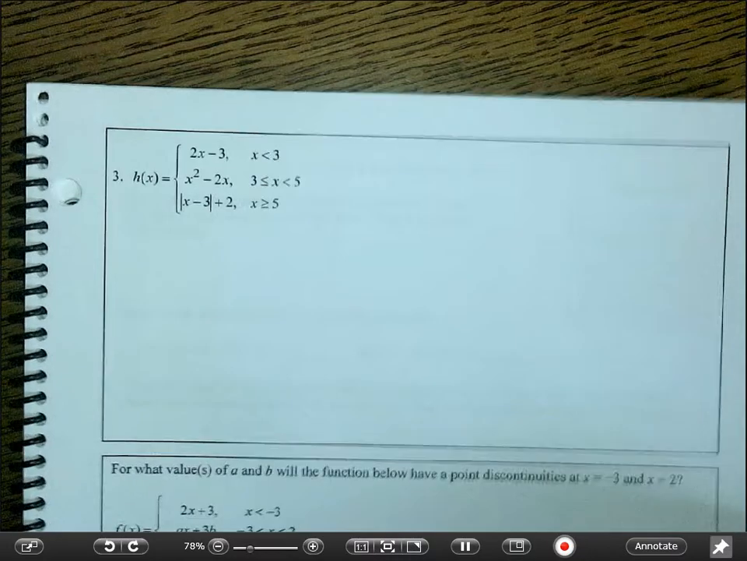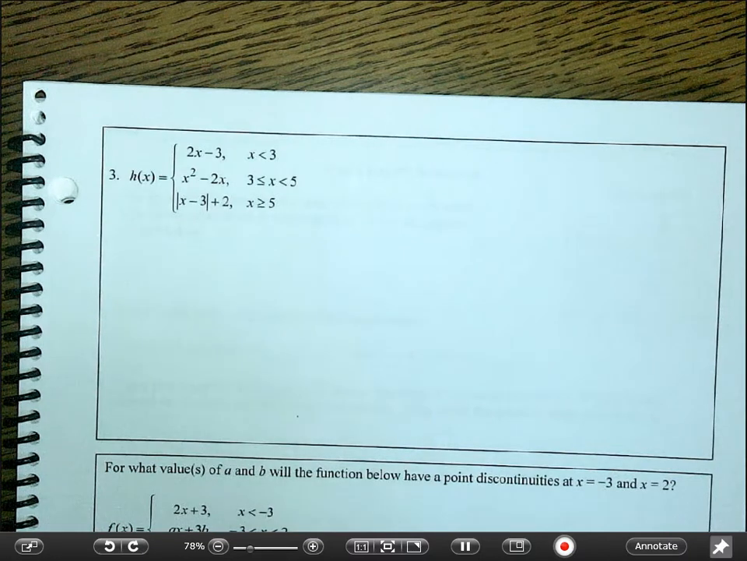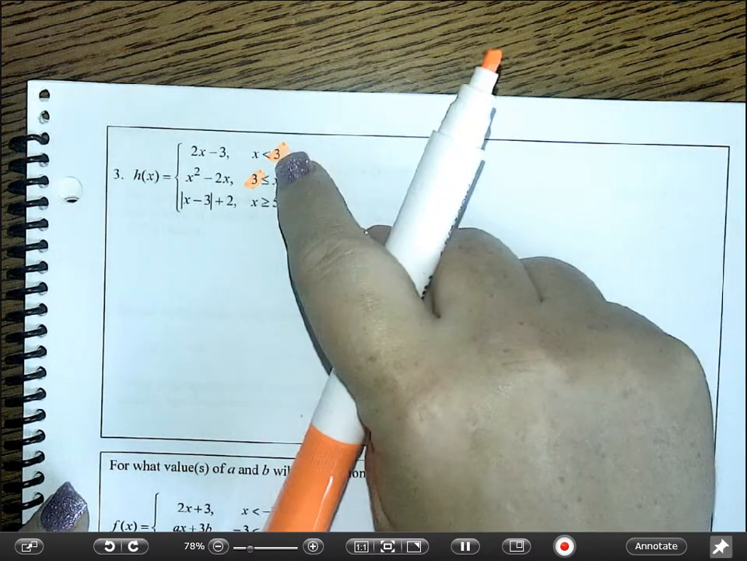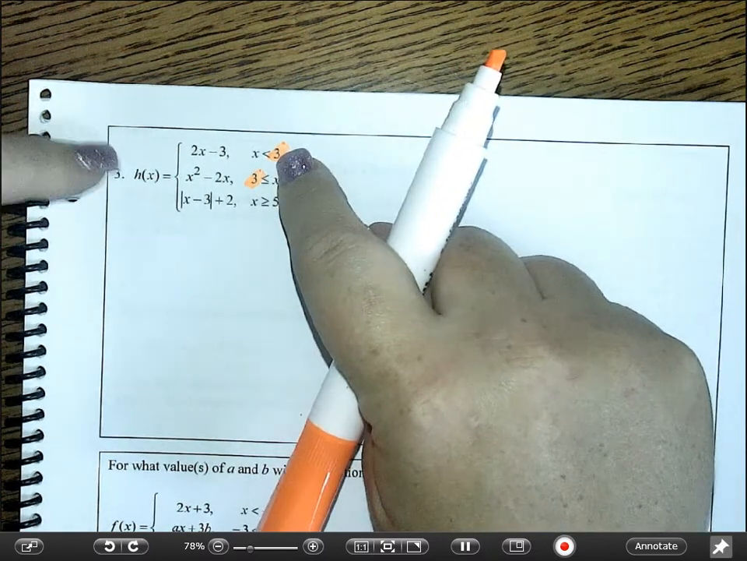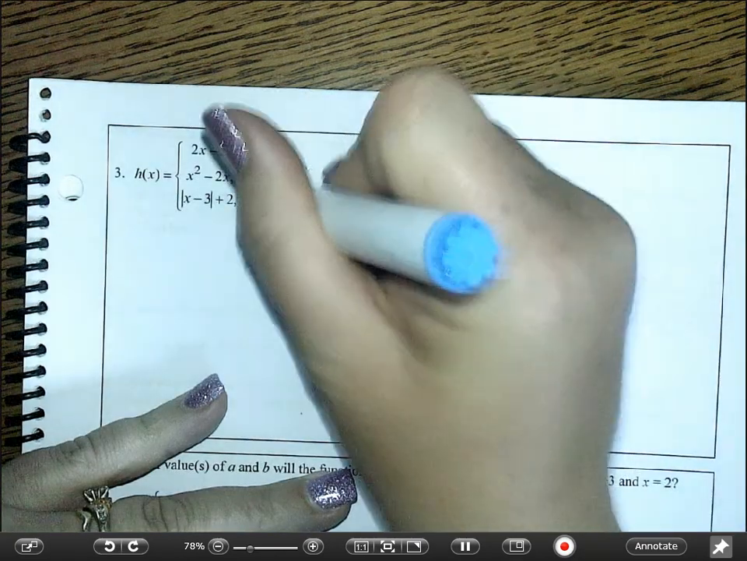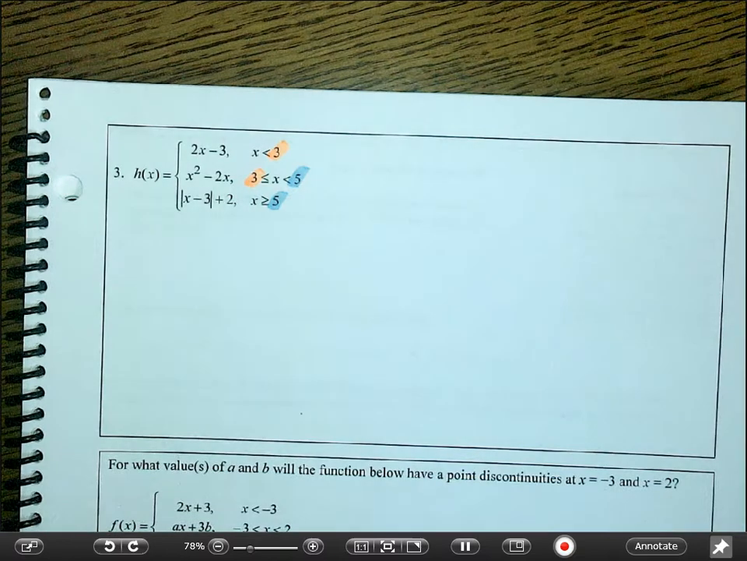Now let's look at 3. So we've got to look and see where our issues are at. In this case, we've got a couple of different issues. I can see that one is ending at 3 and one's beginning at 3. This one ends at 5 and this one begins at 5. So we've got to consider both. All right. So let's take a look.